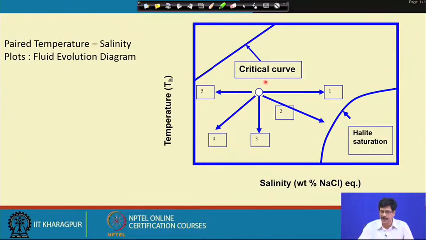So, this is an idealized diagram considering the white circle to be the original aqueous fluid. What will happen if the fluid, and suppose this particular fluid has a temperature and salinity value, and this salinity value will have an inverse trend, decreasing value for both temperature and pressure, temperature and salinity. And this kind of temperature also helps us in understanding the fluid ancestry.